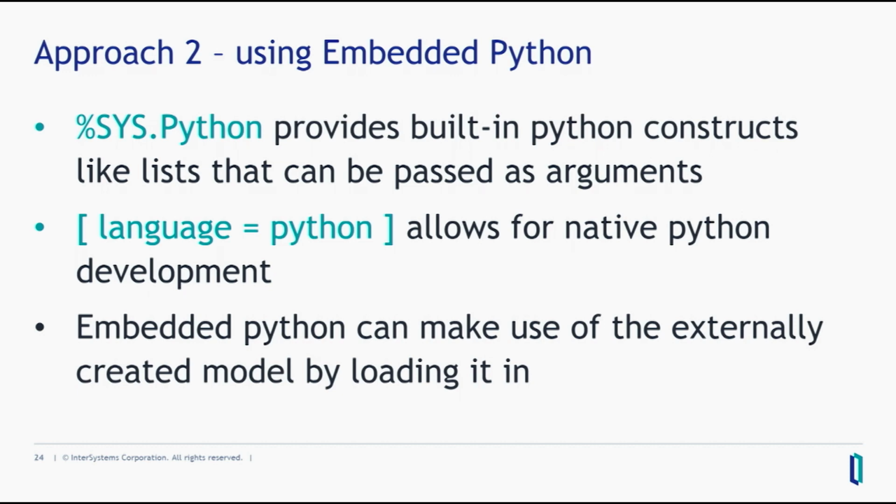Right? So in ObjectScript, there's this syspython class that provides you built-in constructs. So you can, for example, build a Python list of all your patients, give that to the Python method, right? It sticks it into a data frame, loads up the model, does the probability predictions, and then sends it back to the ObjectScript portion, which returns to the front end. So it's kind of neat.